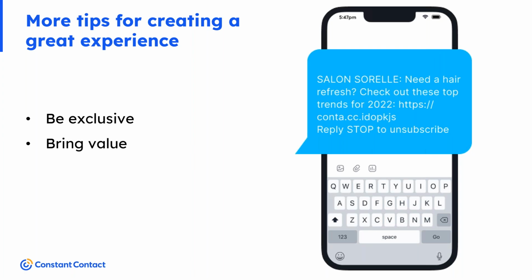There's a really good example of that here on the screen. In this case, it's from a salon and they're just sending out hairstyle ideas. So it doesn't always have to be a promotional type message. Be personal, use their name, and also make it conversational. Make it feel like you're talking directly to them.